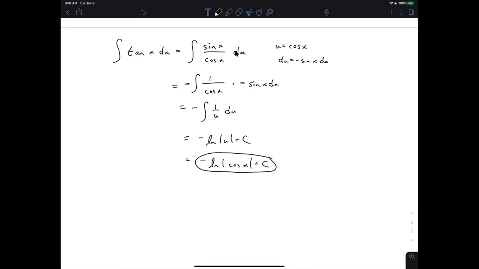Cotangent would be almost exactly the same. Does everybody see that? It'd be cosine over sine. You'd let u equal sine, and then you do pretty much the same thing. You would not end up with a negative in there. All right. And then you can keep going unless somebody else puts something in the chat.